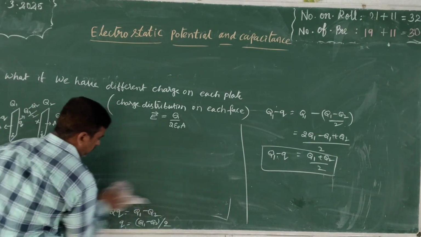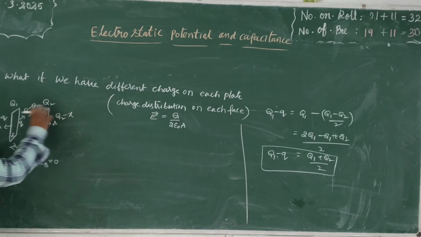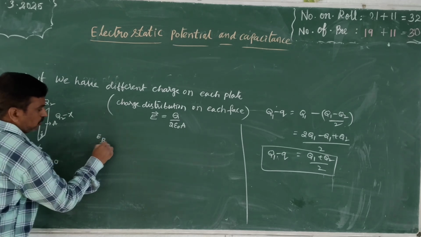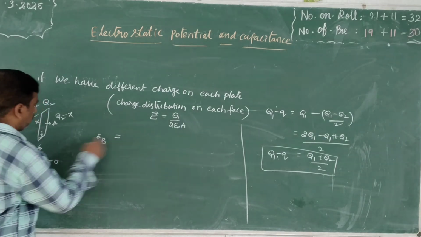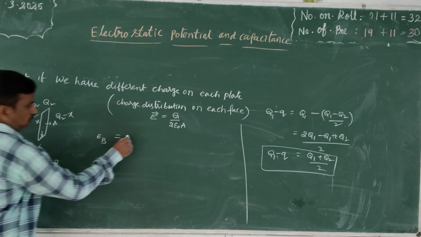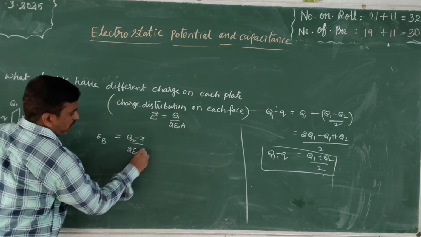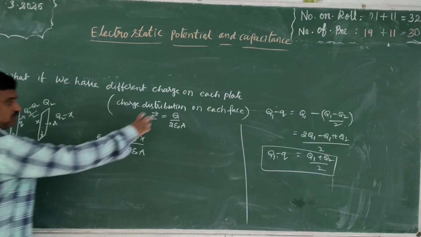Next we find out the remaining faces, so for that we take the second plate. We take this electric field minus this one, this one, this one. The electric field due to the second plate inside the conductor: the electric field on the second plate is q2 minus x by 2 epsilon naught A. What is the electric field formula? Q by 2 epsilon naught A, for each single plate.